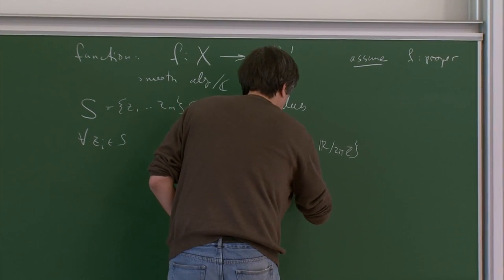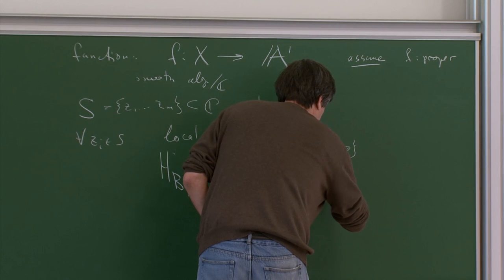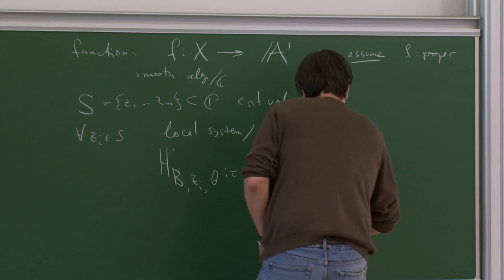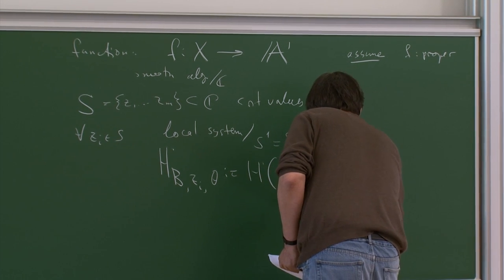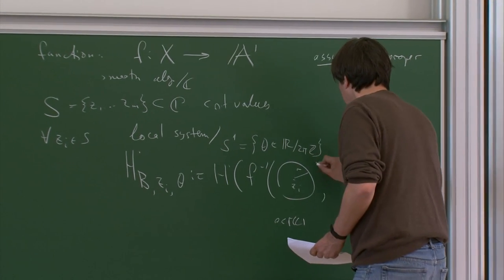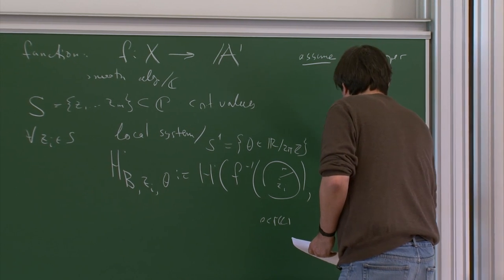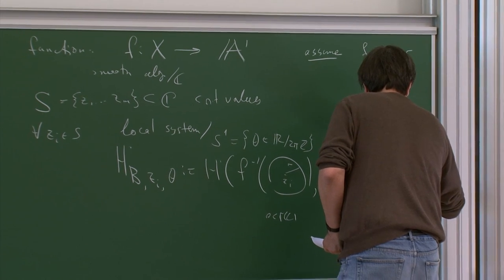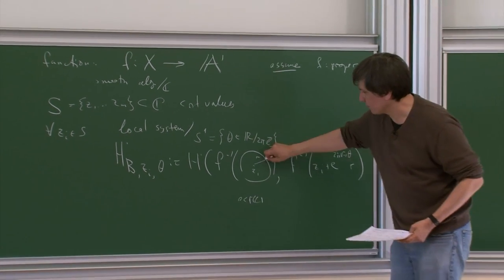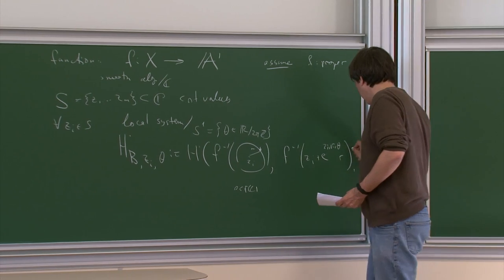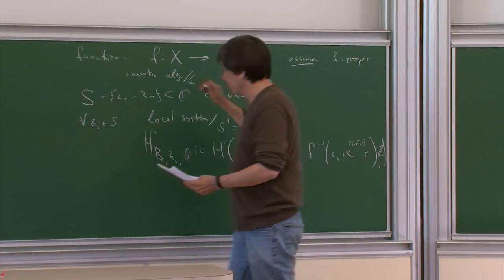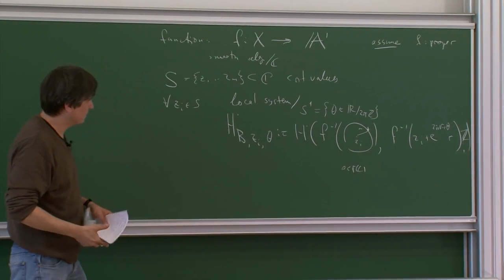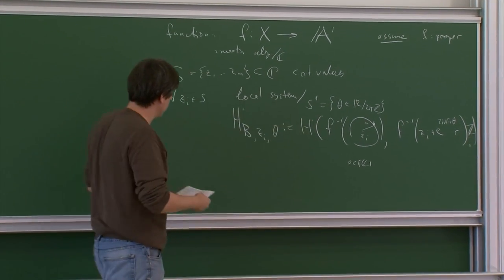I take the preimage of a small disk with center z_i and radius r, where r is very small, relative to the preimage of z_i plus exponent of 2 pi i theta times r, a point on the boundary of the circle. And take cohomology with integer coefficients. So I get a local system of abelian groups of finite rank over the circle.